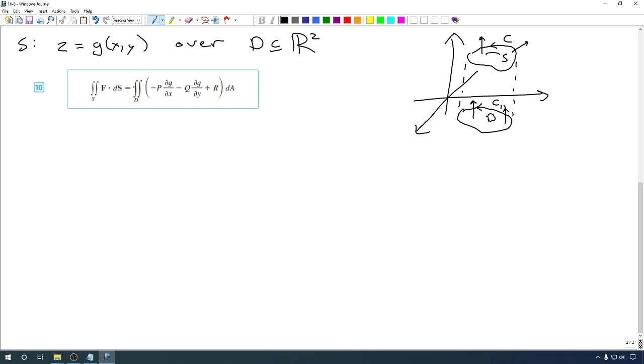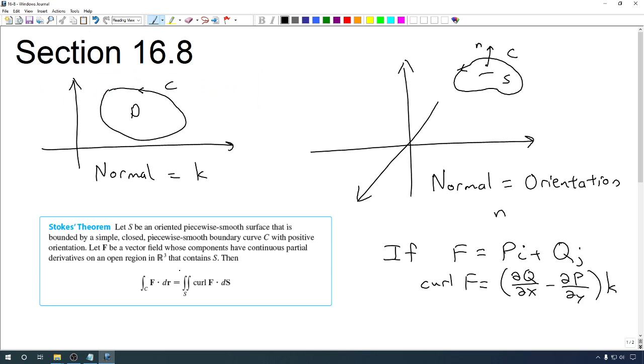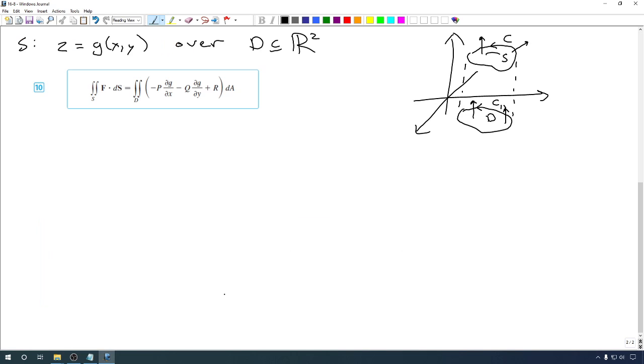So, of course, capital F is Pi plus Qj plus Rk. But when we're looking at Stokes' theorem, we're actually going to be looking at the surface integral of the curl. We want the curl of F instead of F itself. So we're going to have to take this F and the P, Q, and R and replace it with the formula for our curl.